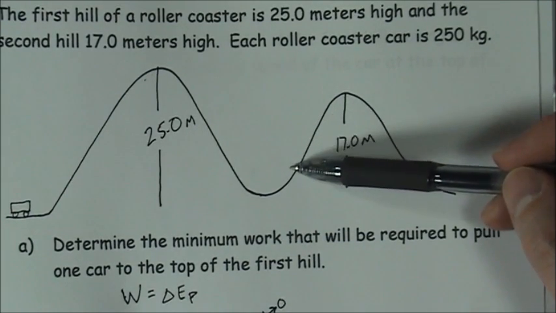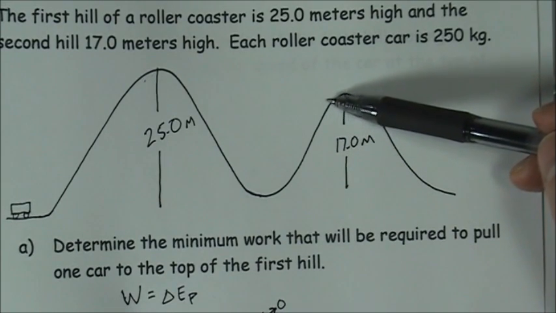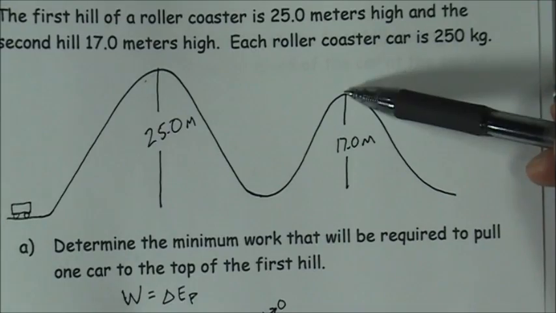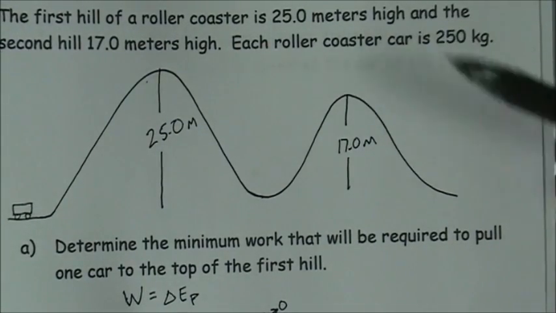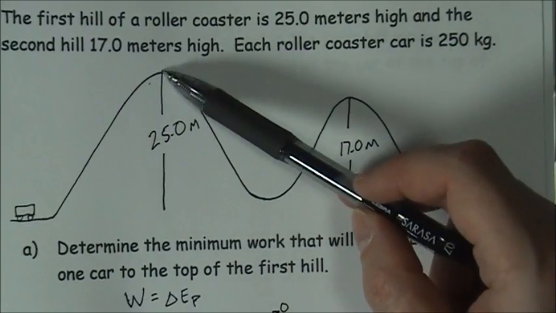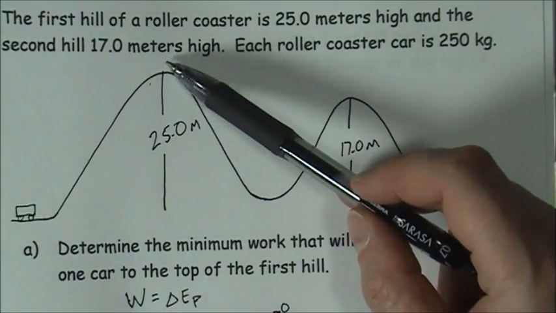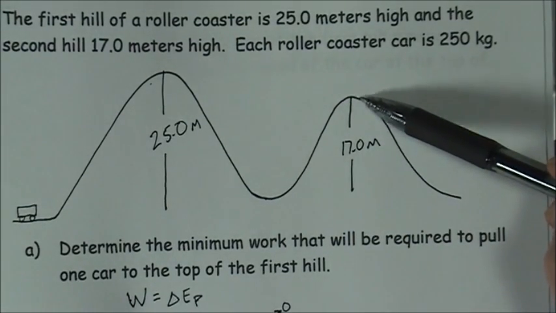Without friction, not all of the energy will be transformed into potential energy. And when I get to the top of the 17-meter tall hill, I will still be moving with some velocity, and that's what I want to know. I want to know how fast. So I have potential and kinetic, and I'm going to turn that potential and kinetic into potential and kinetic at the top of this hill. And I'm going to use that to solve for the velocity.